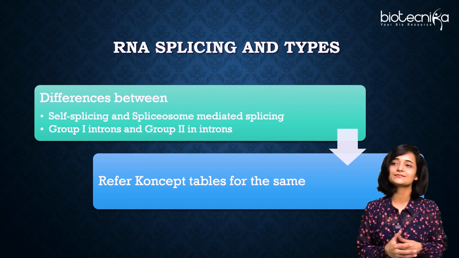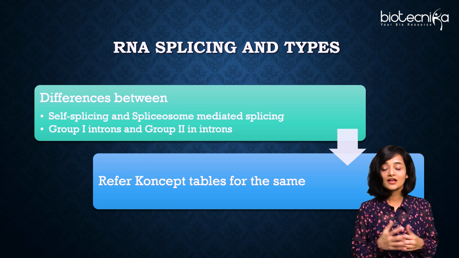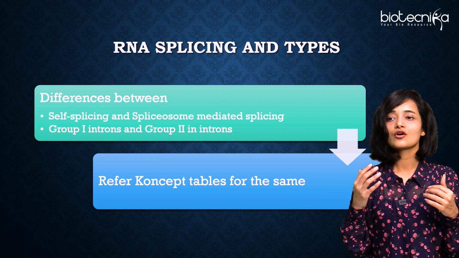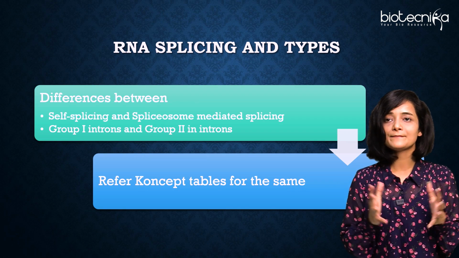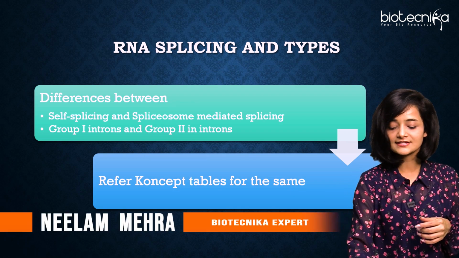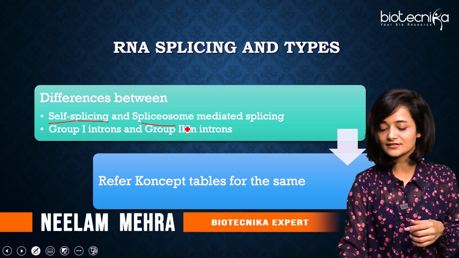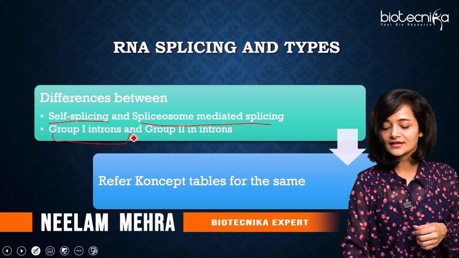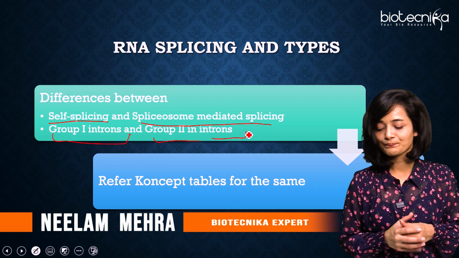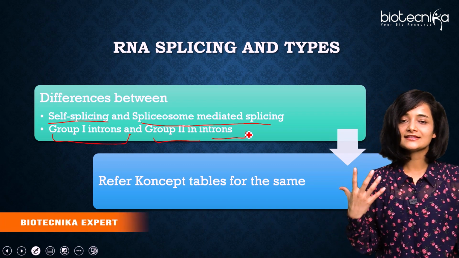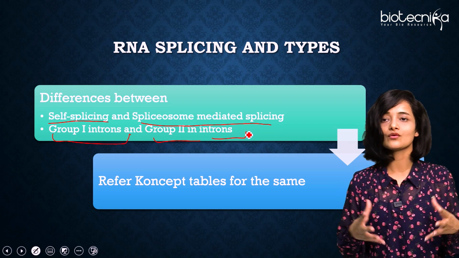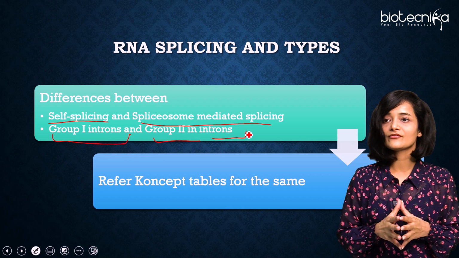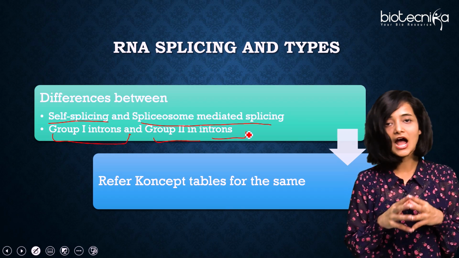Then comes RNA splicing and types. Here you can make use of concept tables to do the comparison between self-splicing and spliceosome mediated splicing, group 1 introns and group 2 introns. What are the major types of enzymes that are involved? What are their roles? All these things you can do with the help of concept tables. How? Let me show you.